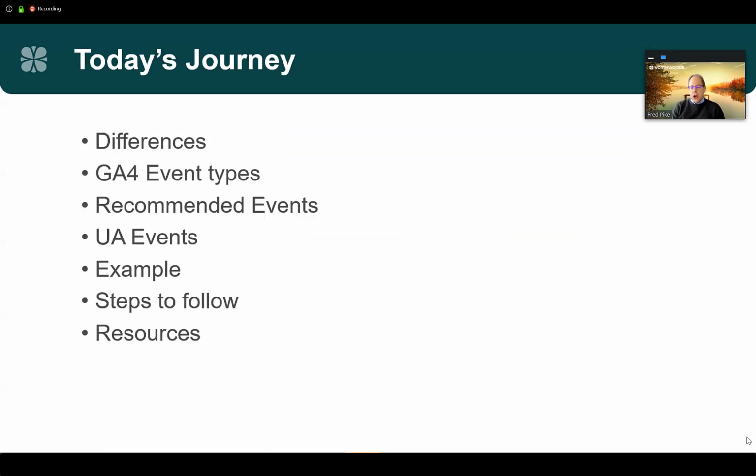Today, we are going to be talking about the differences between GA4 and Universal Analytics, which I'll sometimes call UA, I'll sometimes call Universal Analytics, or for short, GA3. We're going to talk about GA4 event types and spend a particular amount of time on the recommended events. Then we're going to dive into the UA events, and I'm going to show you an example of how we're going to take those UA events and move them to GA4, along with steps to follow. And I'll end up with some thoughts on GA4 and some resources.